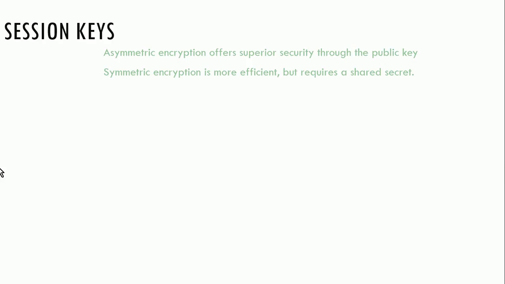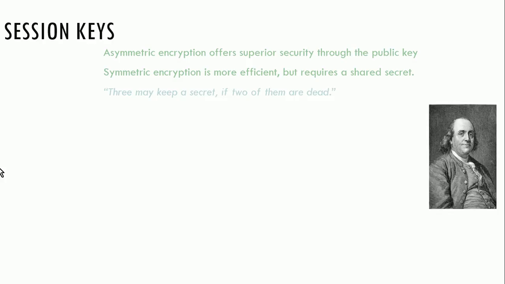So we're going to talk a little about session keys. Like I said, asymmetric is superior security through the public key. Symmetric encryption is more efficient, but it requires a shared key. And we can't rely on a shared key. We can't rely on sharing secrets because there's an old saying, three may keep a secret if two of them are dead. By the way, Ben Franklin said that. The bottom line is we can't share a key and not expect it to get compromised somehow. So we can't rely on shared keys. It simply isn't going to work.